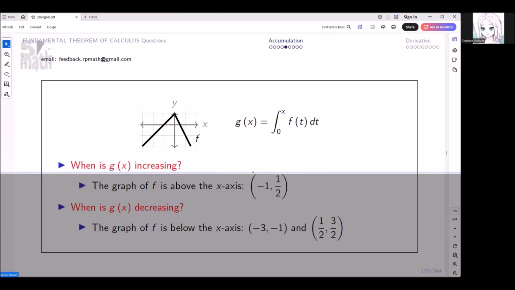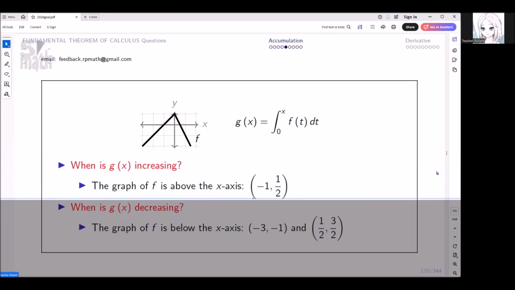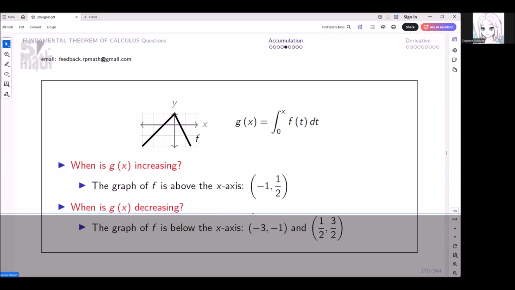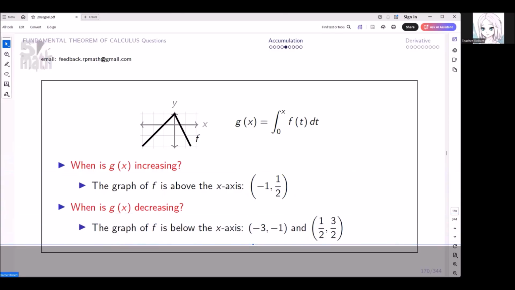When is g of x increasing? The graph of f is above the x-axis, -1 to half. When is g of x decreasing? The graph of f is below the x-axis, -3 to -1, and half to 3/2.